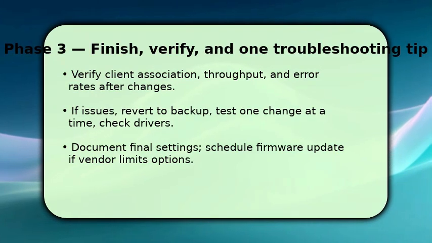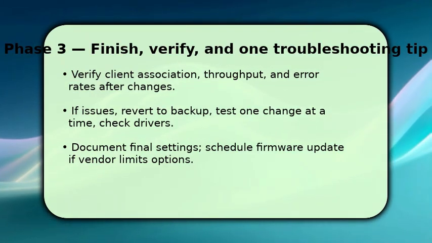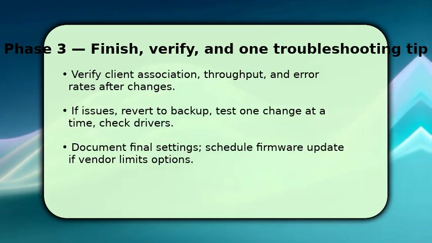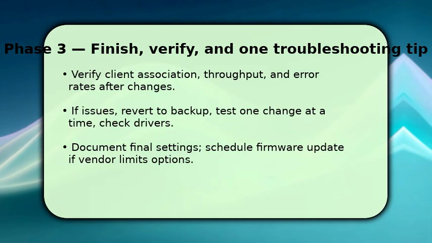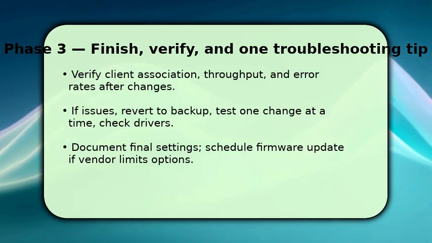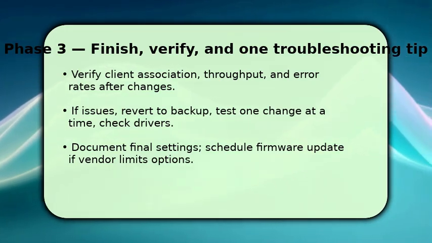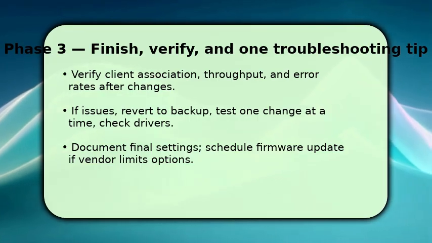Complete the process by verifying associations and running quick throughput tests. Measure signal-to-noise and retry counts to ensure stability. If clients fail to connect or speeds drop, revert to your backed-up config immediately, then reapply changes one at a time to isolate the cause.